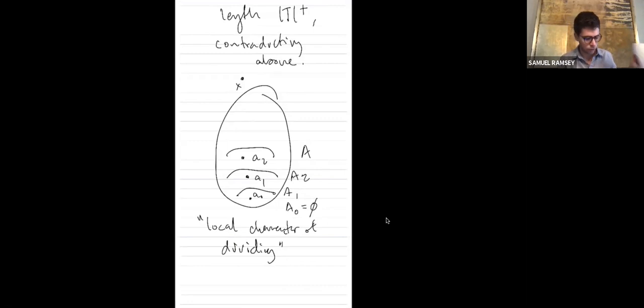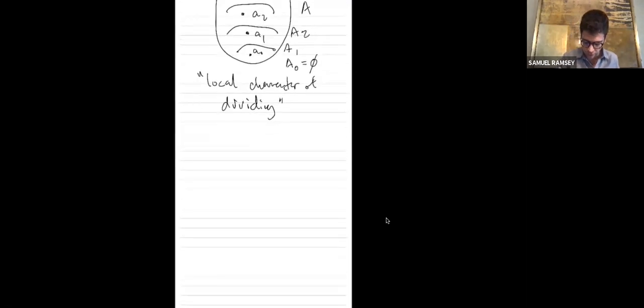All right, so in order to get to the same thing for forking, we're going to have to develop a theory of rank. And so I have notes on this. Let me find them.